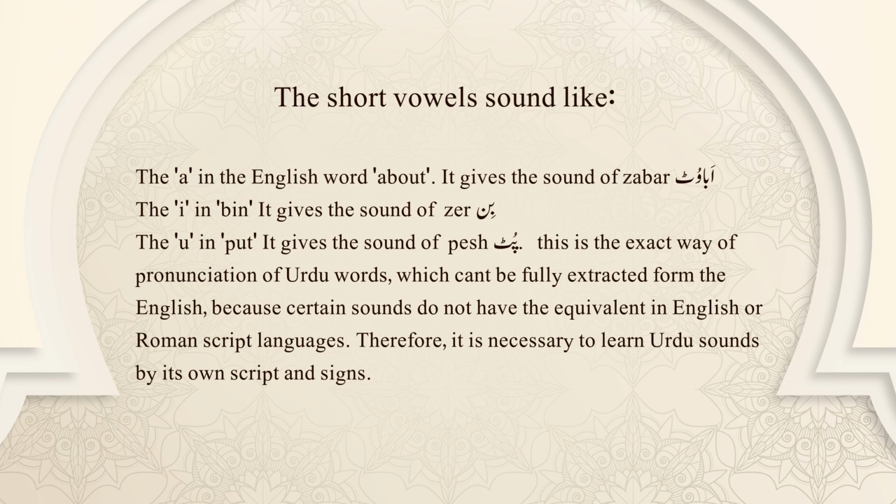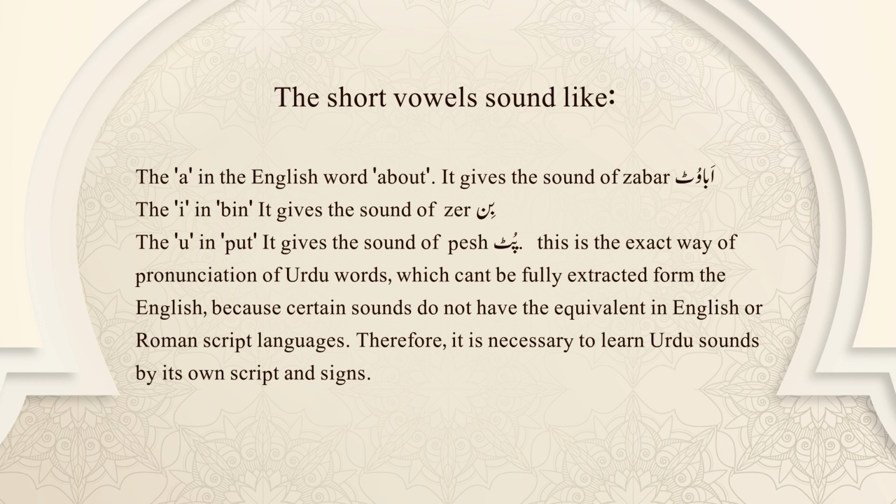Example of zair, the I in the word bin, it gives the sound of zair, bin. If we write this in Urdu script, there will be zair on ba and it will sound equal to English bin. There is one phoneme with a ba with zair, bin. And another example is the word put. It gives the sound of pesh. If I write this in Urdu, we'll insert pesh on pe. That will become put, pesh, put.